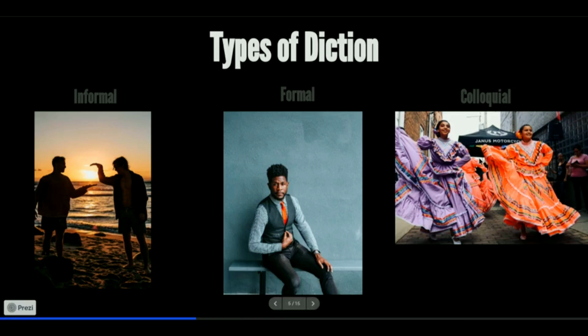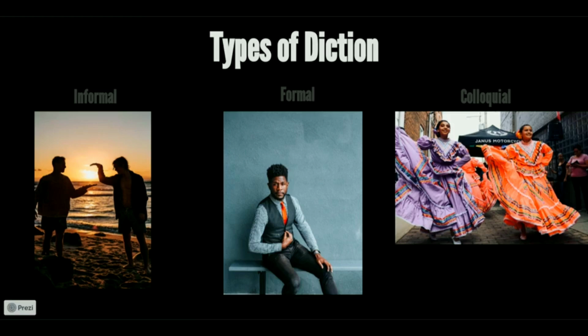Now, the third category is colloquial. And colloquial, if you have not guessed by the picture, refers to diction that you use specifically in your own culture, maybe your own area of the country. You're probably thinking, yeah, but we're in the United States and this is Copan and no one uses colloquialisms. Yes, you do. I'm going to show you some examples of exactly what I mean after we finish up with informal and formal.